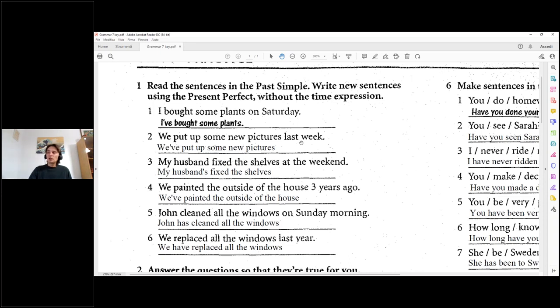We put up some new pictures last week. Put up, put è il verbo. Put. Quindi non cambia mai al past simple e al past participle, al participio passato. We put up some new pictures last week. Per farla diventare present perfect, we have put up some new pictures. Quindi togliamo il last week, cioè togliamo l'avverbio di tempo, così lo lasciamo vago e possiamo usare il present perfect.